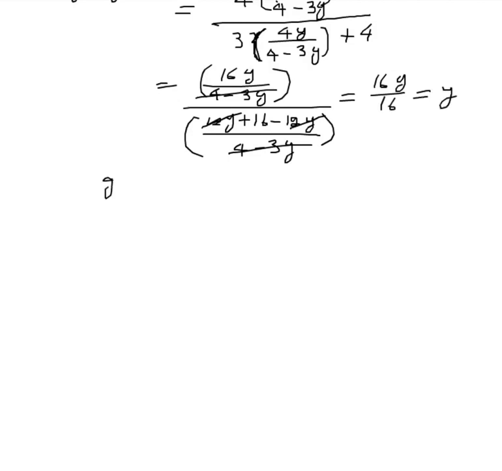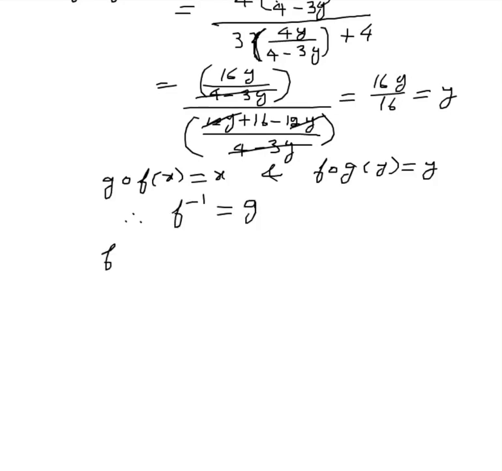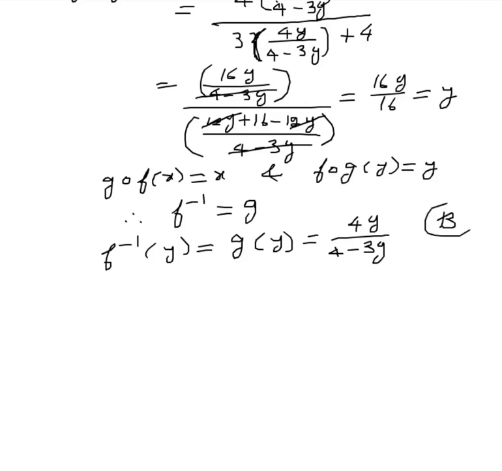So we have proved that G composite F of x is x and F composite G of y is y. Therefore F is invertible, we know, and F inverse is our G function. Therefore F inverse of y is G of y, which is equal to 4y divided by 4 minus 3y. The correct answer is B subdivision.